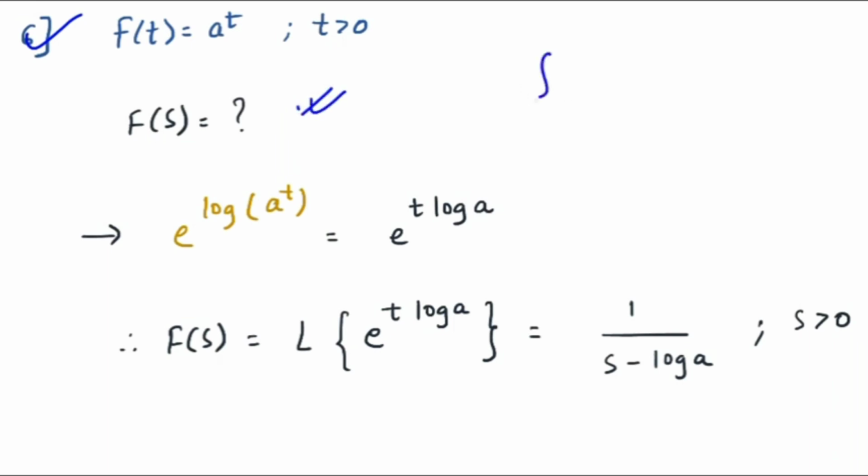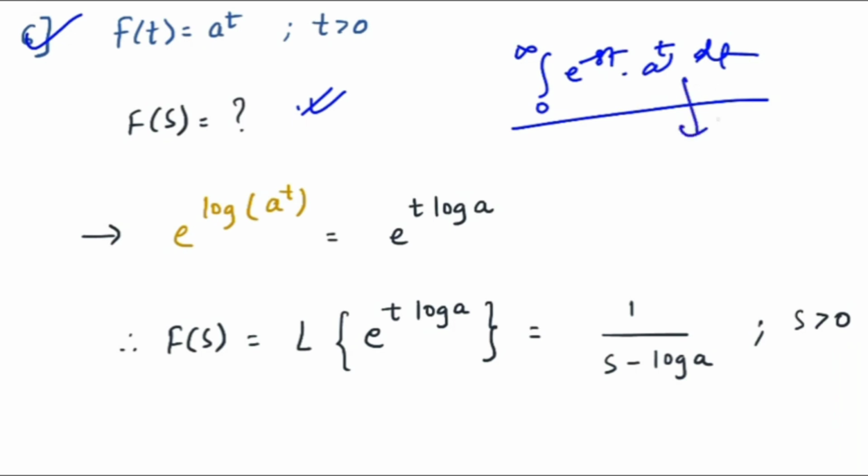Now most of the students will say I will go with 0 to infinity e raised to minus st into f of t, which is a raised to t dt, right? I will solve this integration and I will get the final answer. No problem, you can do that. It is a time taking process. You have to solve this integration and you will get the final answer. But what if I say I can do some manipulation and get the answer in seconds? Now that is interesting, right?